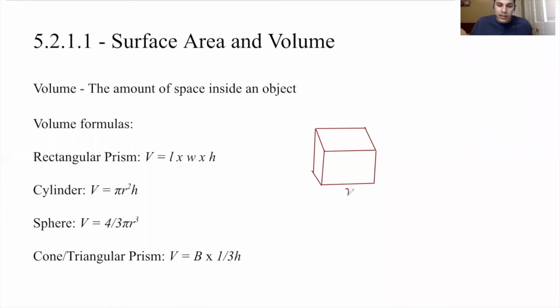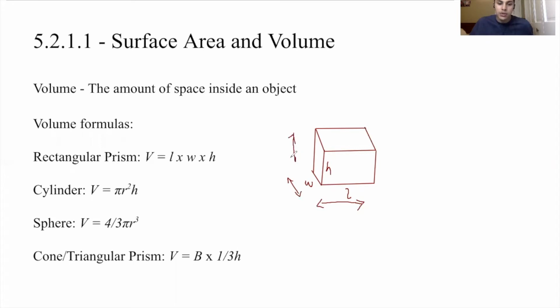Where length is the length of this side, width is the length of that side, and then the height is just the height of this side. So if you multiply those 3 together, that will get you the volume of the rectangular prism.